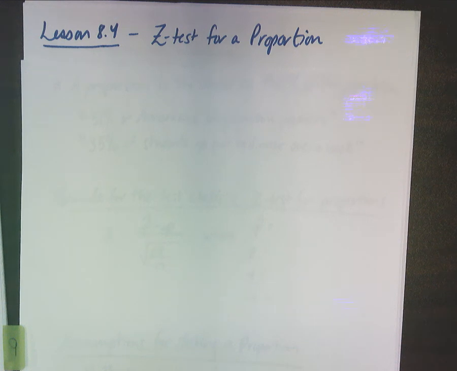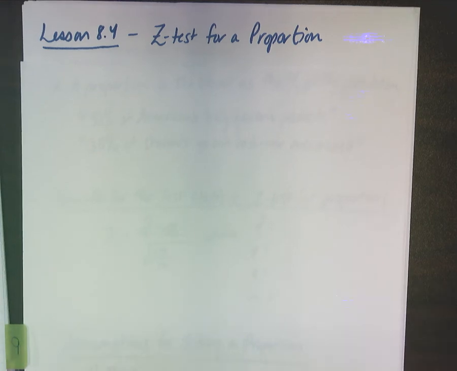Okay, everybody, this is the last lesson for Chapter 8. This is the z-test for a proportion. For those of you that are doing a project where you found a certain percent, for example, if you had something like 25% of the football players have one concussion in their life, this is the test you're going to use to compare your data to that percent. Okay, so z-test for a proportion.